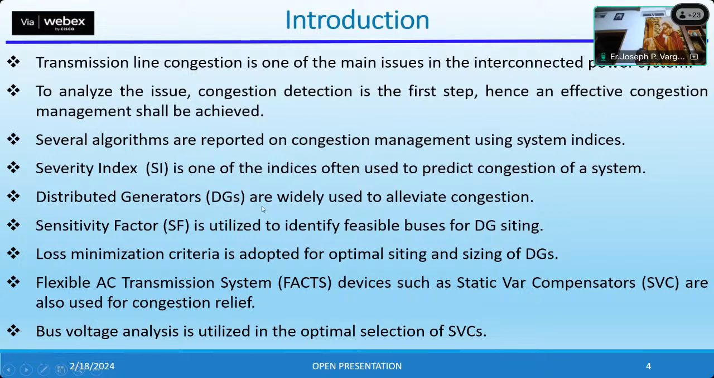We know distributed generators are widely used to alleviate congestion. Another index is the sensitivity factor, which is utilized to identify the feasible buses for DG placing. Loss minimization criteria is adopted for optimal siting and sizing of the DGs or the solar power generators. A flexible AC transmission, that is FACTS, is also included in this research work, but it is not considered for this presentation. Bus voltage analysis utilized for the SVC, static var compensators, is also not covered in this presentation.